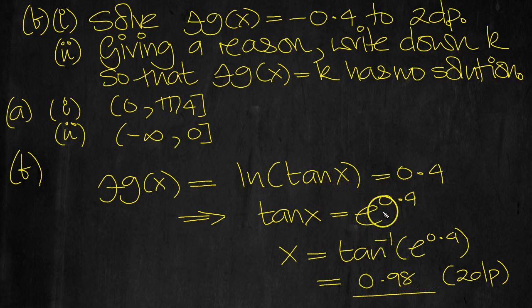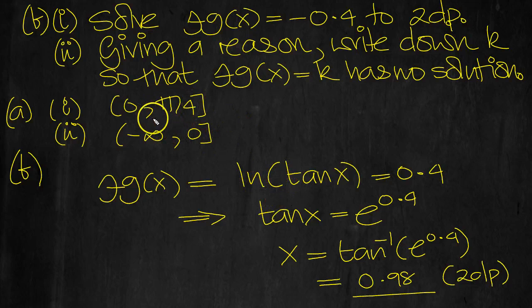Okay, that's our value then, e to the 0.4. Shift tan, e to the 0.4, is that in the range? Yes, it is. And this was the value here, for the value of x. Yeah, it's okay. 0.98.